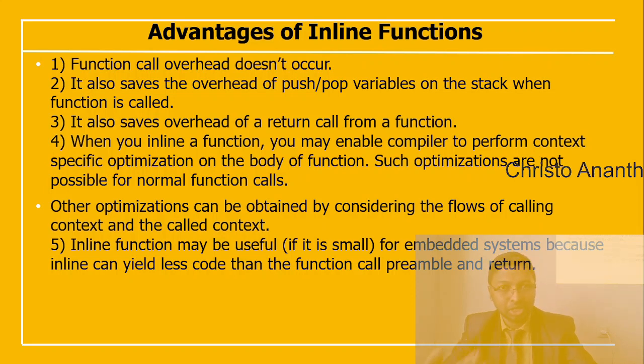And when you inline a function, you may enable the compiler to perform context-specific optimization on the function body. Some such optimizations are not possible for normal function calls. Other optimizations you can also perform by considering the flows of the calling context and the called context. The called context, of course, is the callee. An inline function may be useful especially for embedded systems, because the inline can have less code than the function call preamble and return.